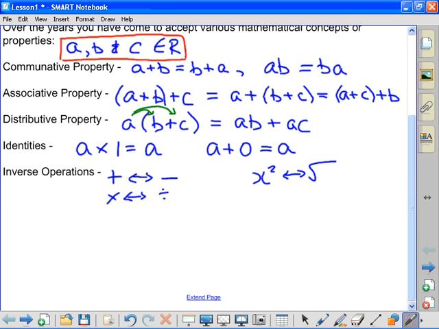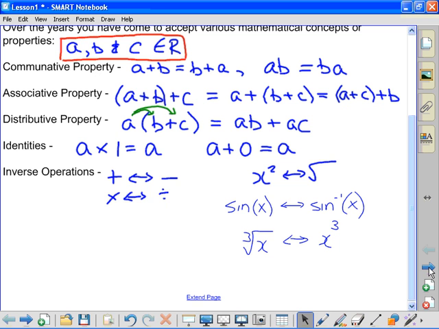If you're taking the sine of x, the inverse operation would be sine inverse of x. The cube root of x, the inverse of that would be to cube it, and so on and so forth. You have exponentials and logarithms as well. All of those are being used or translated into this course too.